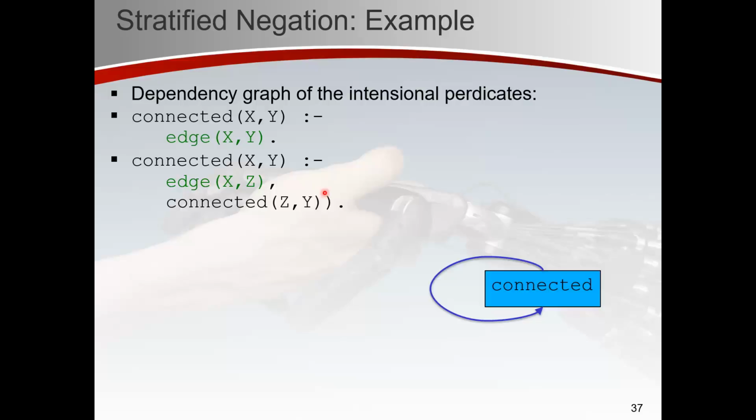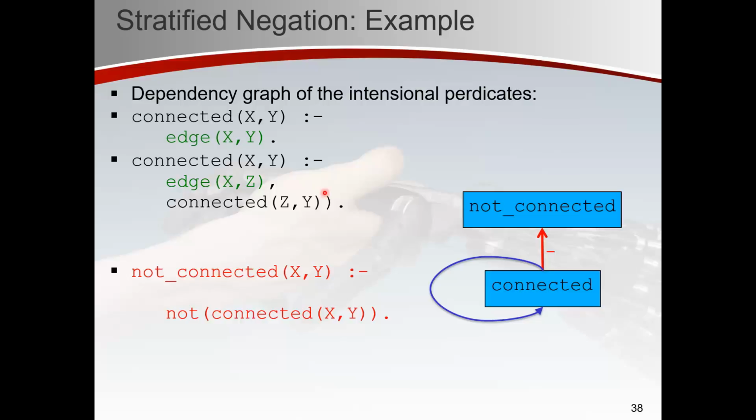Now we want to have a predicate not connected. Not connected x and y is true if connected x and y is false. So if the relation of connection between x and y is not included in the list of all the connections, then not connected x and y should be true.